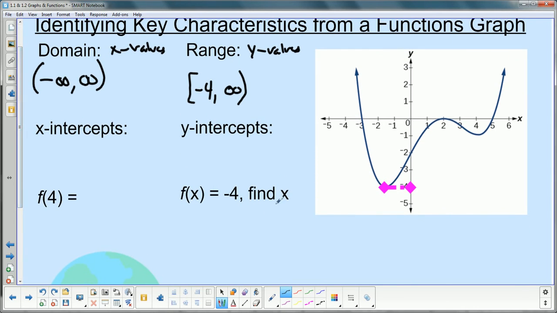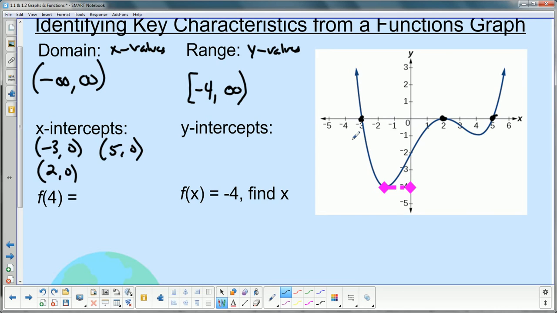And then our x-intercept. So you can have more than one. You see we have one at negative 3. So I've got an x-intercept at (-3, 0). I've got one right here and also right here. So I've got them at (-3, 0), (2, 0), and then also at (5, 0).